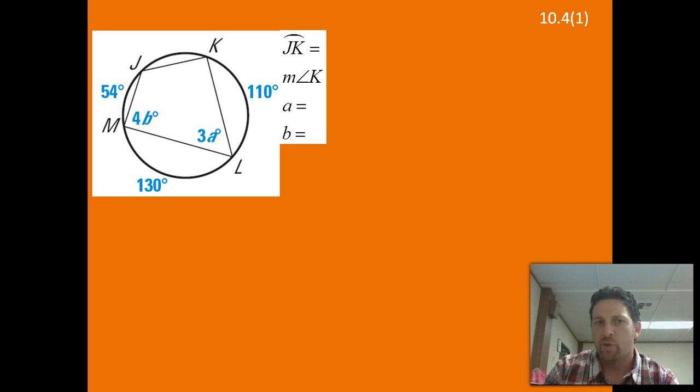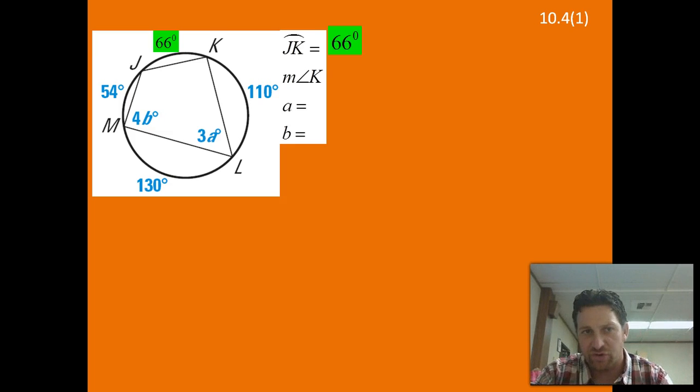And so what you want to do here is just understand that it's 360 degrees around the whole circle. So if we know 110, 110 plus 130 is 240, and 240 plus 54 is 294. Okay, so if you have 294 degrees of the circle already used up, then all you got to do is go 360 minus 294, and that leaves you with 66 degrees for JK. Now, notice that I put that 66 degrees up there at the top because that's going to be important here at the end to help you figure out some things here.